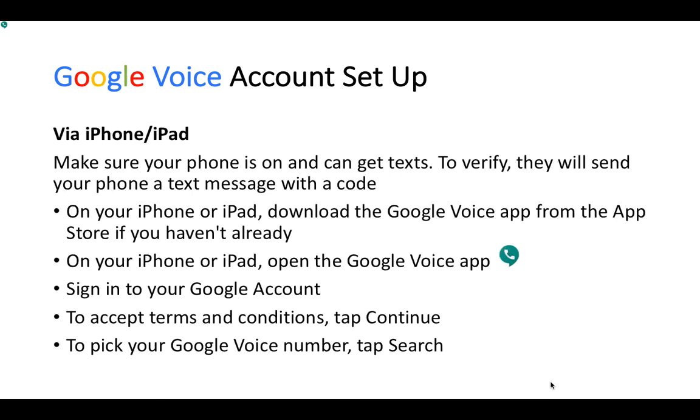You can also set up a Google Voice account using an iPhone or iPad. But first, you must make sure your phone is on and can receive text messages, since Google will send your phone a text message with a special code to complete the setup. On your iPhone or iPad, download the Google Voice app from the App Store if you have not already. Then open the Google Voice app, sign into your Google account, accept the terms and conditions, then continue to select a Google Voice phone number.